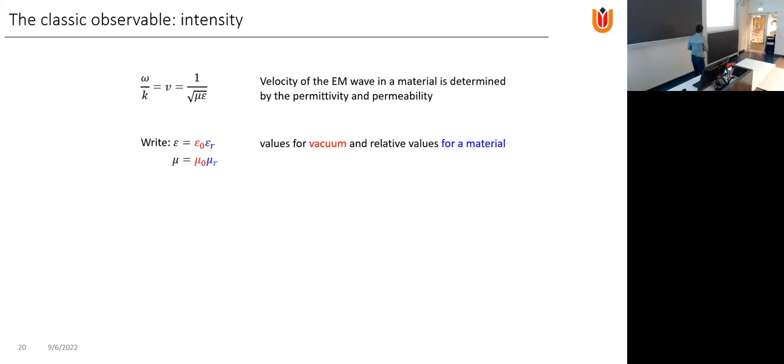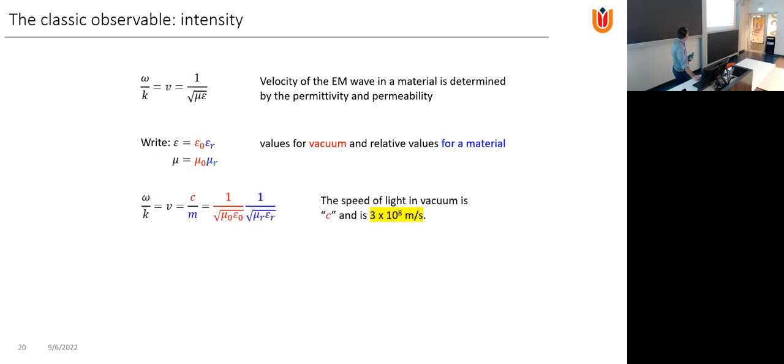We can split these properties, epsilon and mu, into values for vacuum, here in red, and so-called relative values, which is the multiplicator typical of the material. So epsilon null and mu null are values for vacuum. Which means we can rearrange the top equation a little bit, and write the velocity of the wave in terms of a vacuum value and a factor that depends on the material properties.